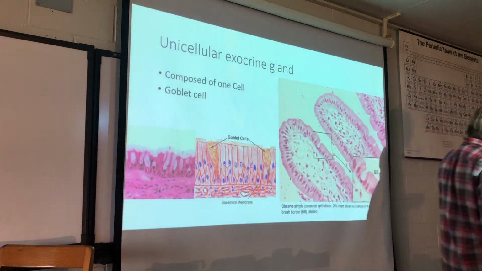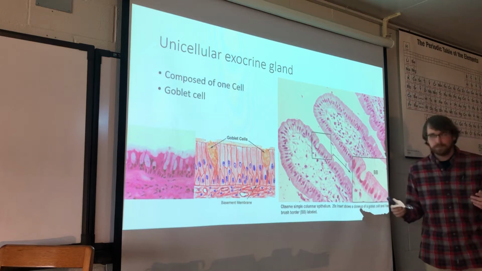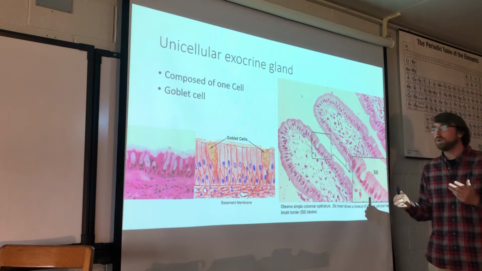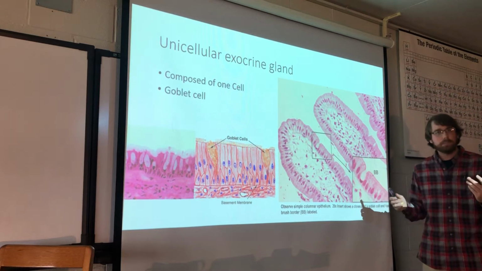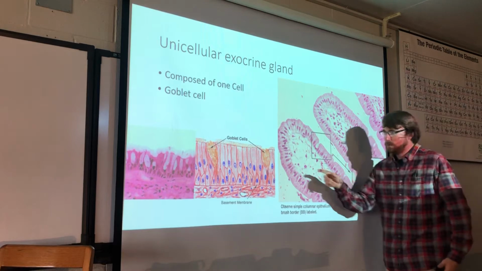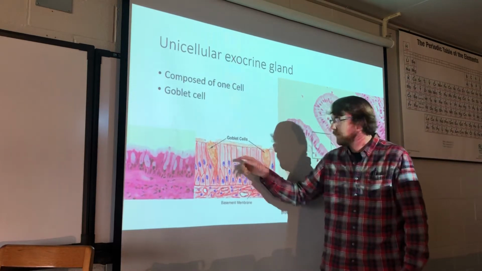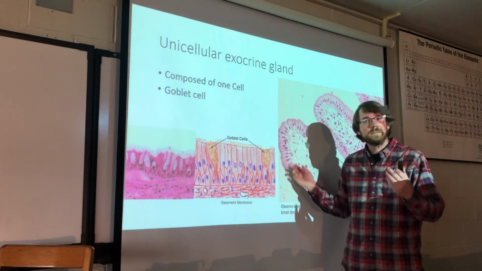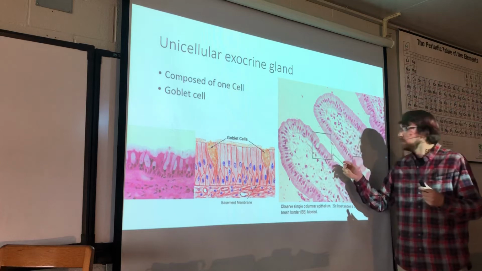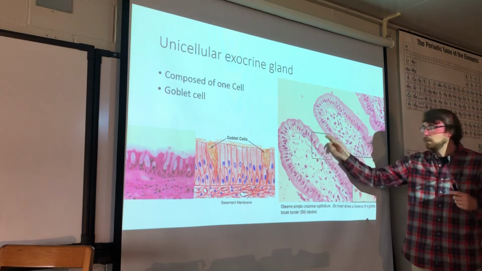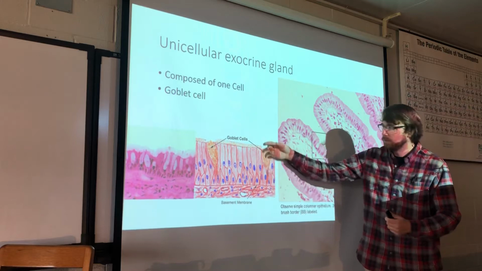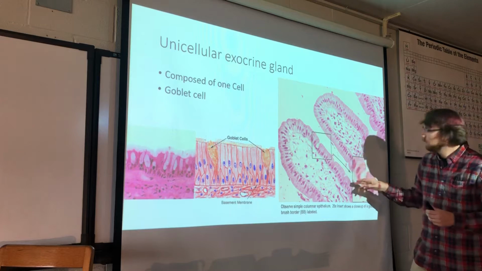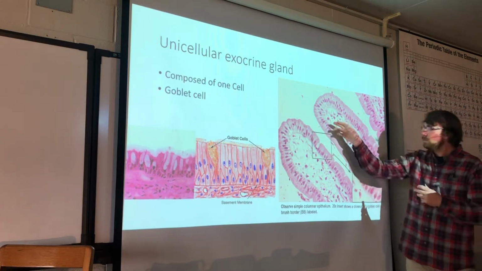We classify glands based on if they are single cell or multi-cell. Unicellular exocrine glands are, of course, just one cell. A common example of this is a goblet cell. Here we have goblet cells that are within a pseudostratified epithelial of the respiratory tract. These goblet cells will secrete mucus. You can see they're sort of shaped like a wine glass. They will secrete mucus, which can then cover this tissue.